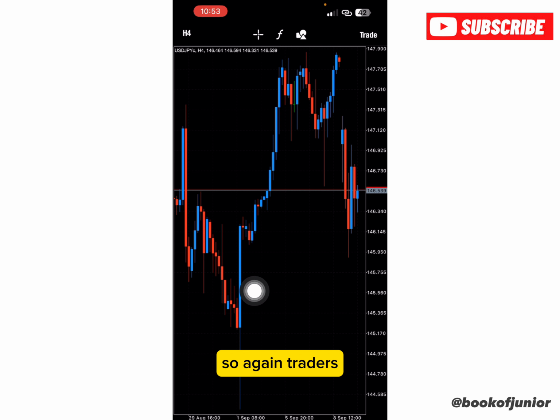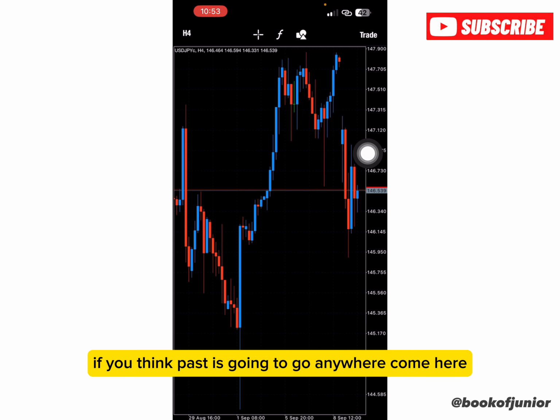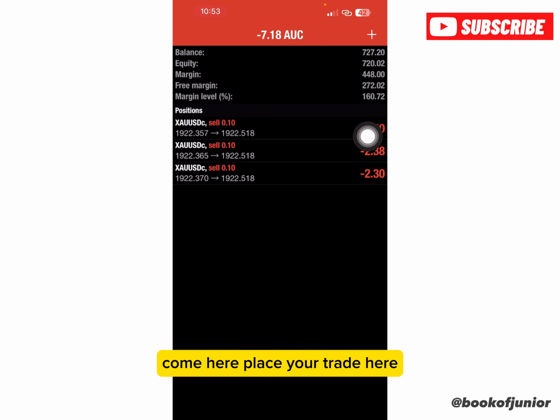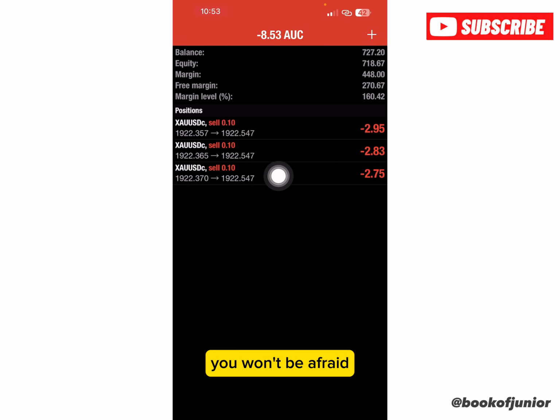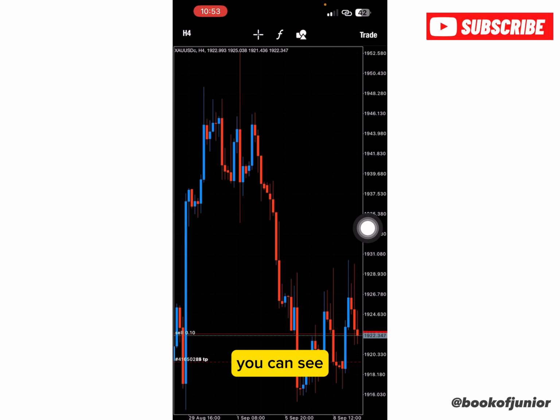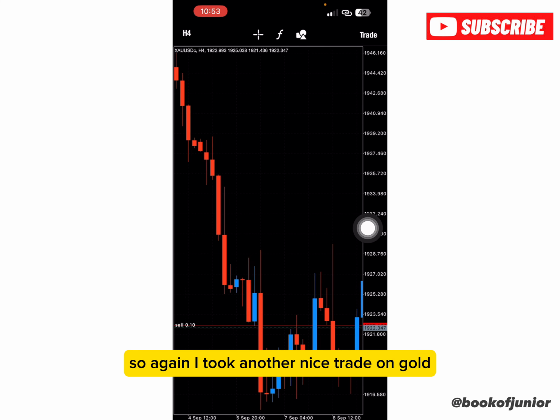So again, traders, any strategy that you have, if you think price is going to go anywhere, come here, take your trade. Come here, place your trade. Here you're going to have less emotions, and at least it will help you maneuver around with these lot sizes. You won't be afraid. Like this gold pair, you can see. So again, I took another nice trade on gold.